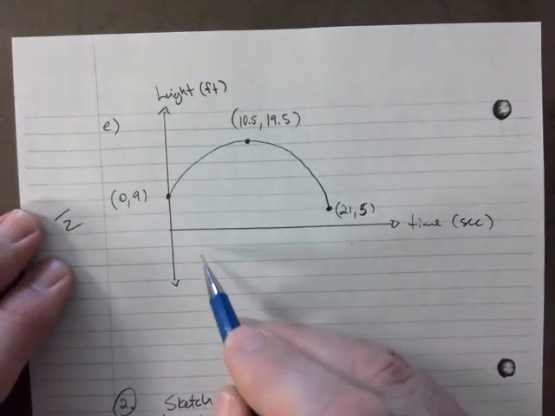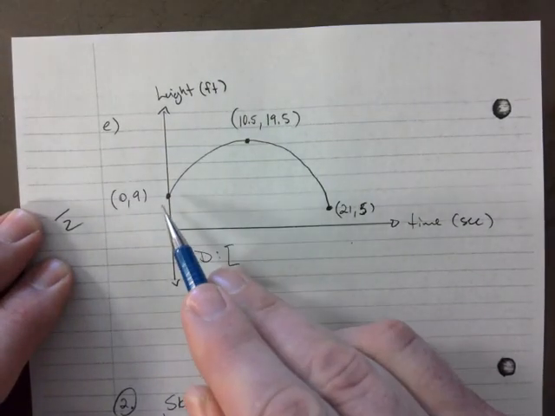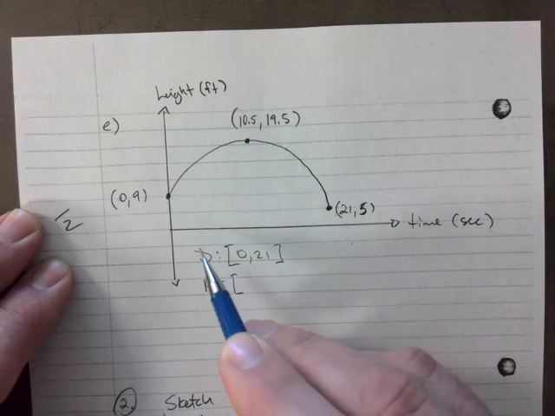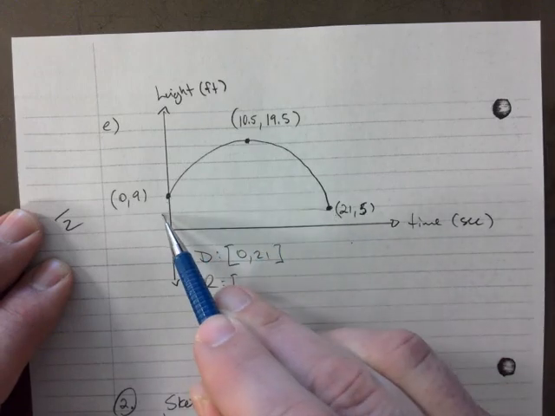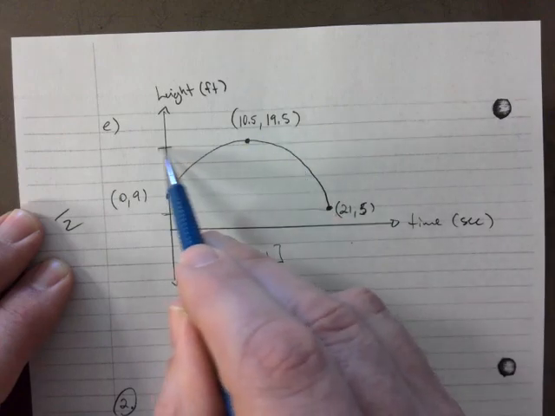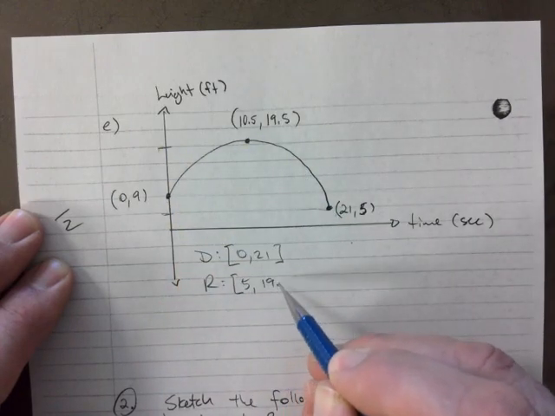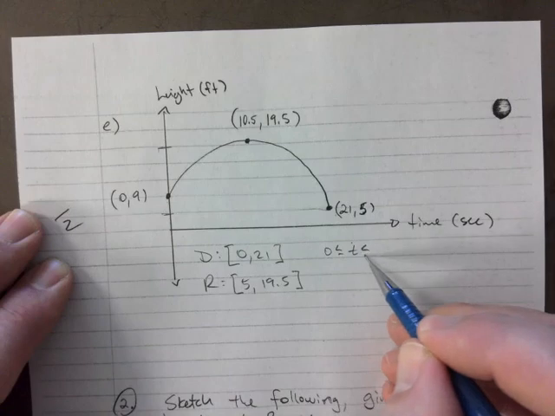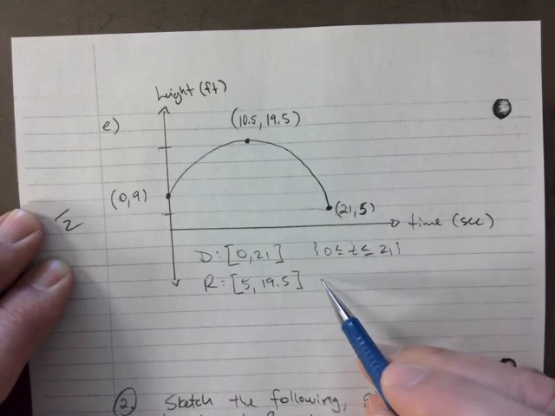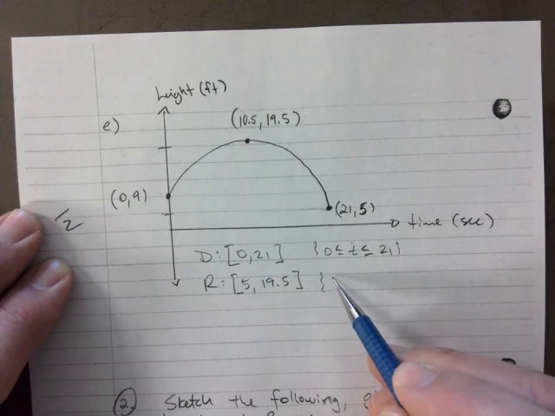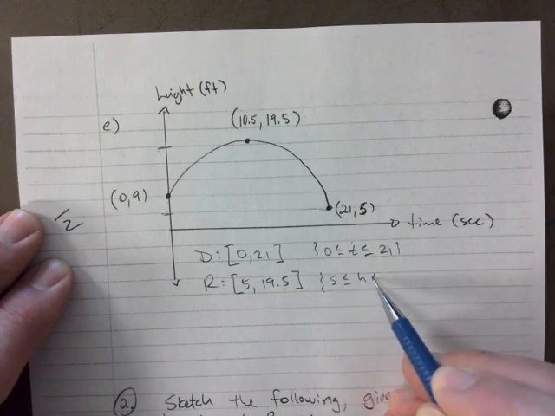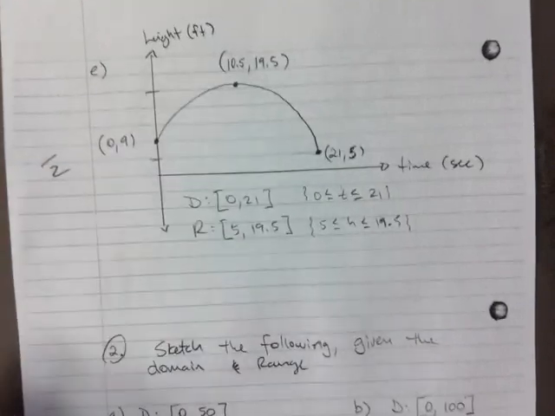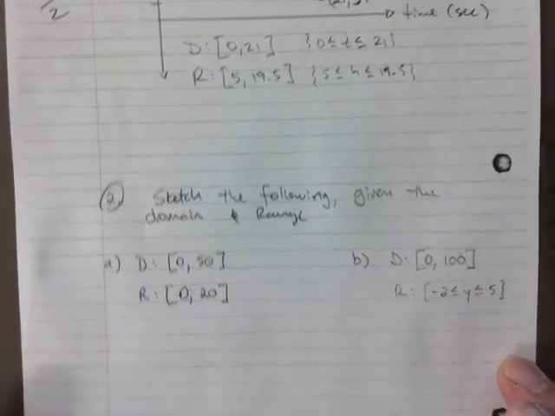Okay, so for the domain here, you go from 0 to 21. And range, you go from as low as 5 and as high as 19.5, right? So this would be 5 to 19.5. And again, if you use interval notation, this is it: low 5, high 19.5. Okay, 2 marks for that one.